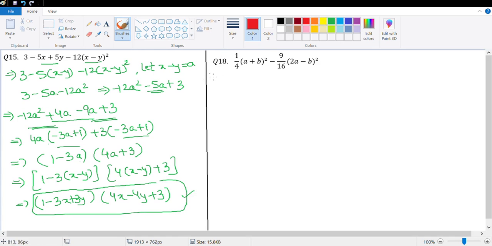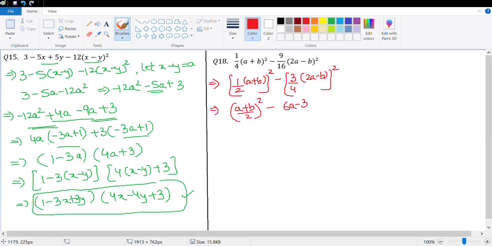The next one we have is question number 18. So here I notice that this is basically first term square minus second term square, x square minus y square, because I could write this as 1 upon 2 a plus b the whole square, and 9 by 16 can be written as 3 by 4 times, and this is 2a minus b the whole square. Let's open the brackets inside. So what we have is a plus b upon 2 the whole square minus 6a minus 3b upon 4 the whole square.